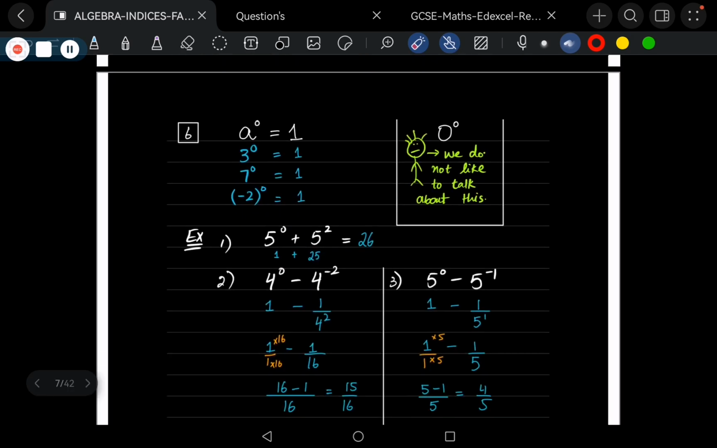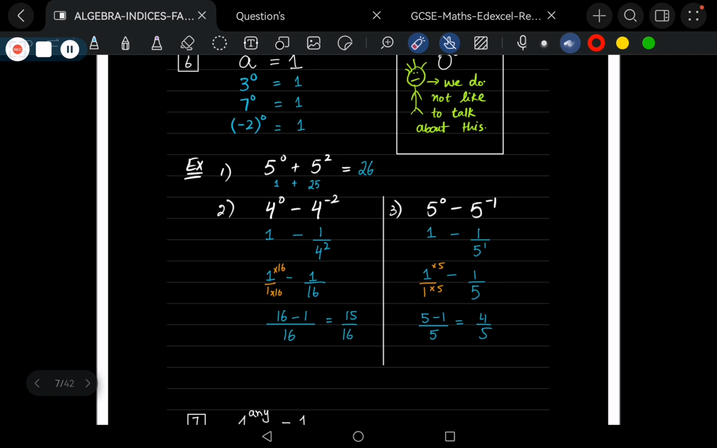Okay. Sixth rule is, any number having the power 0 is always 1, no matter whatever the number is. The a can be any number, 100,000, 2,000, million, 10 million, 1,000 million, no matter. Any number having the power 0 is always 1. Just like 3 power 0 is 1, 7 power 0 is 1, negative 2 power 0 is 1, negative 1,000 power 0 is 1. Any number having a power 0 is always 1.